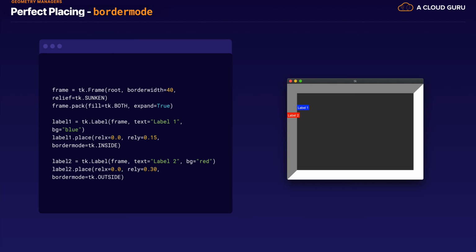So since we put it at rel 0, 0 with border mode of outside, it's going to put it at the exact beginning of where our frame starts in the X and Y. So that's going to be where the 0 would be here for us. So that puts it to where we can overlap with the border. A lot of times you're probably going to want to put things inside the border, which is why it's the default, but occasionally you'll want to bust outside of that border.